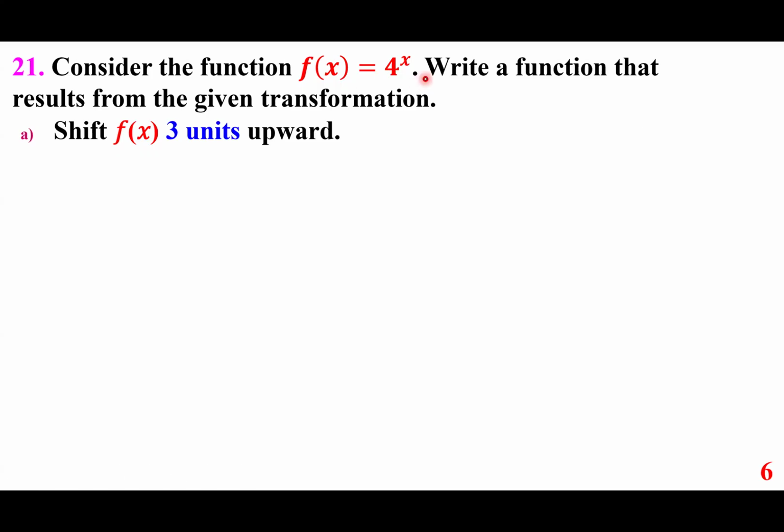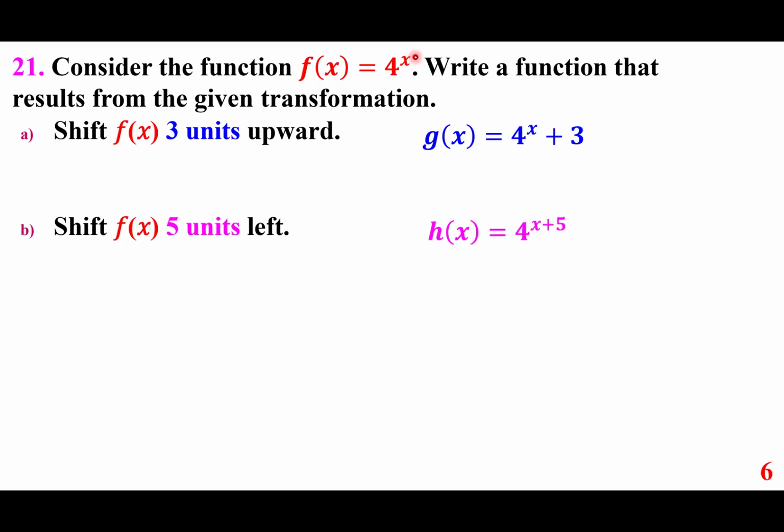Consider f of x equals 4 to the power of x. Find a function that results from the given transformation. We're going to go 3 units up, so add 3 units to that. g of x is 4 to the power of x plus 3. Shifted 5 units left: we're going to go back to the original one, that's what they want us to do, work with f of x. And so for 5 units left, x plus 5 shifts it to the left by 5 units.